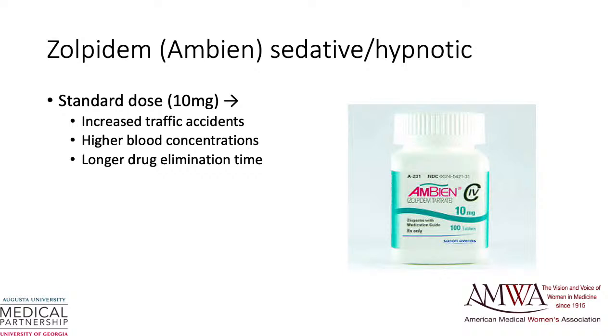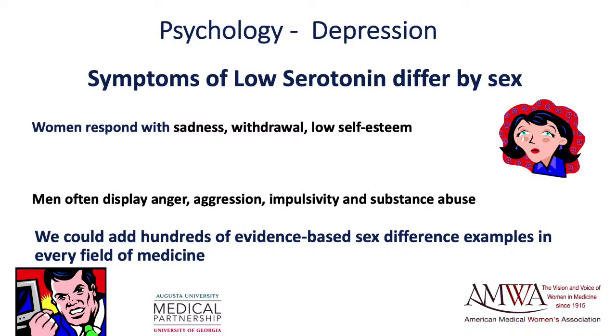And so they started to notice that there were increased traffic accidents in women. When they actually looked at it, we had a longer time for elimination, we had higher drug levels. So that drug got not pulled from the market, I shouldn't say that. Finally, after so many accidents and problems, they recommended that the dose for Ambien in women be only 5 milligrams, not 10.